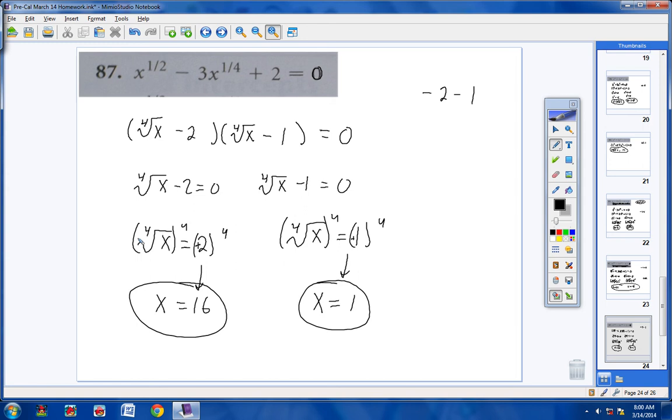So if you take 16, trust me, and put it in, I'll try to do it real quick for you. 16 to the 1/2 power is 4. 16 to the 1/4 power is 2. And -3 times 2 is -6. And then bring up your +2. If you add those up, you'll get 0. Now let's test the number 1 real quick. If you put a 1 in for x, use your calculator. 1 to the 1/2 power is 1. Use your calculator. 1 to the 1/4 power is 1 times -3 is a -3, and then +2. All of those add up to 0. So we're good in all of this. We really are. And these are the 2 answers right here.